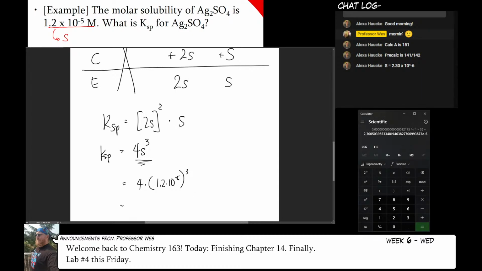So order of operations, we've got to do exponents first. 1.2 times 10 to the minus 5 to the power of 3 times 4. That's better. 6.912 times 10 to the minus 15. So if you know what S is, you can very easily determine KSP by writing out the ice table.